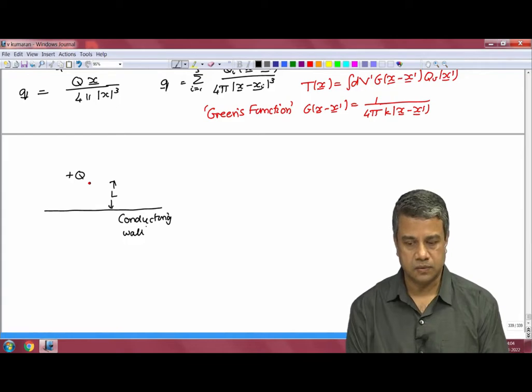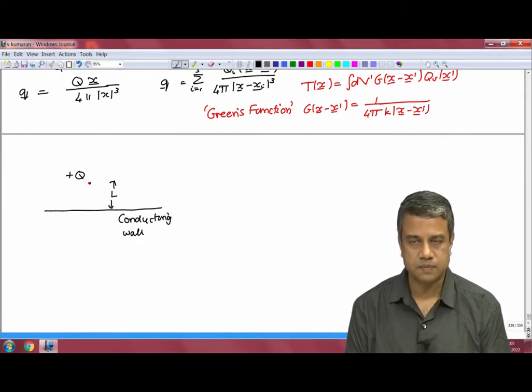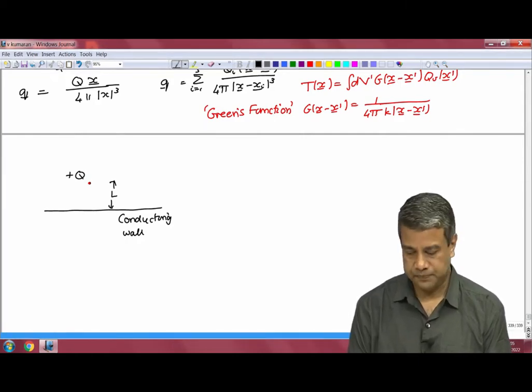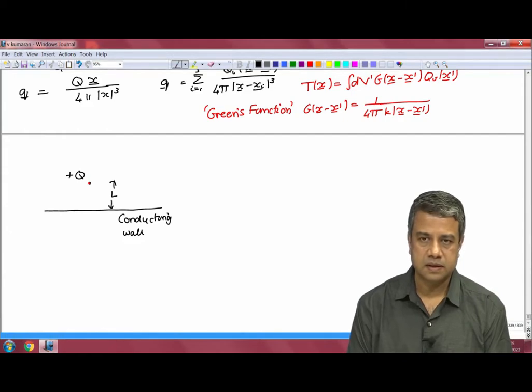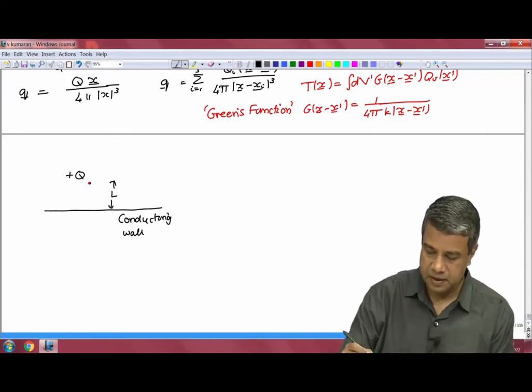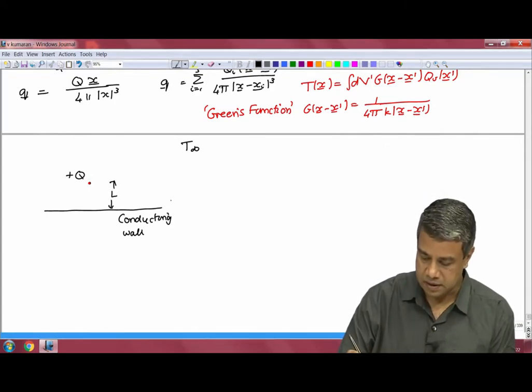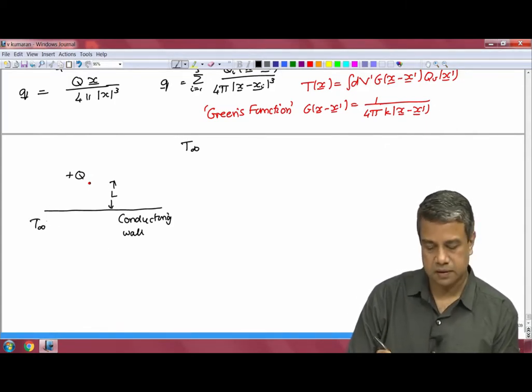A solid conducting wall, at a perpendicular distance L from this conducting wall, and we wanted to find out what is the temperature field due to this point source and the conducting wall. A conducting wall is one in which the temperature is a constant, because if it is perfectly conducting, there is no flux parallel to the wall. That means there is no temperature gradient parallel to the wall. That means that the temperature is a constant parallel to the wall. If you consider the temperature far away as T infinity and the wall as perfectly conducting, the wall temperature is also T infinity.